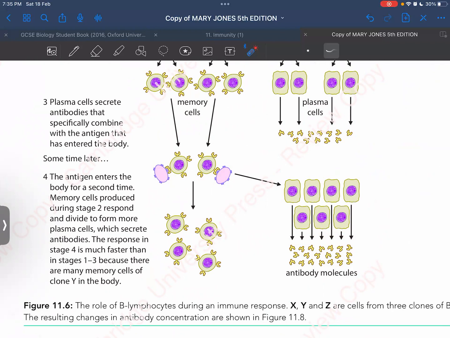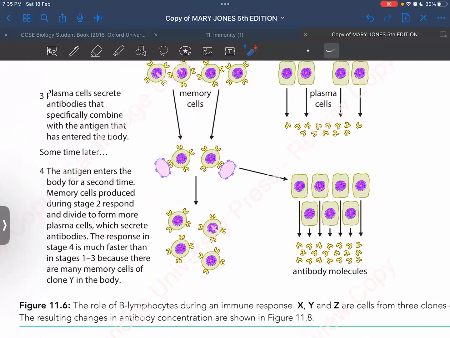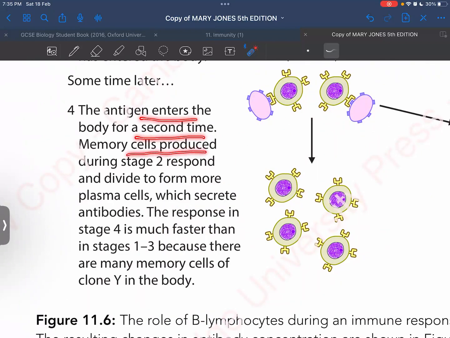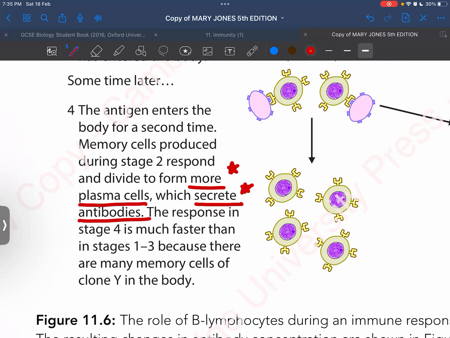Yes, miss. The same thing is written here. The antigen enters the body for a second time. Memory cells produced during stage 2 respond and divide to form more plasma cells. Now there are two-three points in this, and then I'm going to make a star. Number one, more plasma cells. If there are more plasma cells there will be more antibodies. And this response is faster too, right? Than in stages 1 to 3 because there are more memory cells.